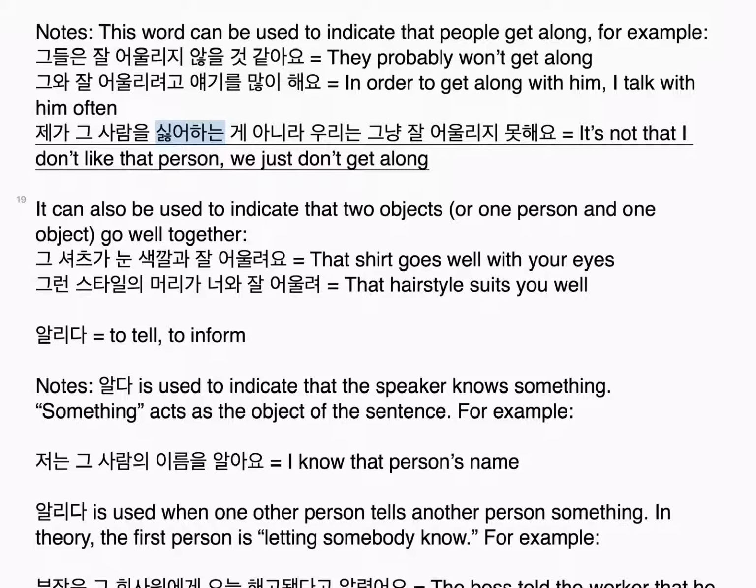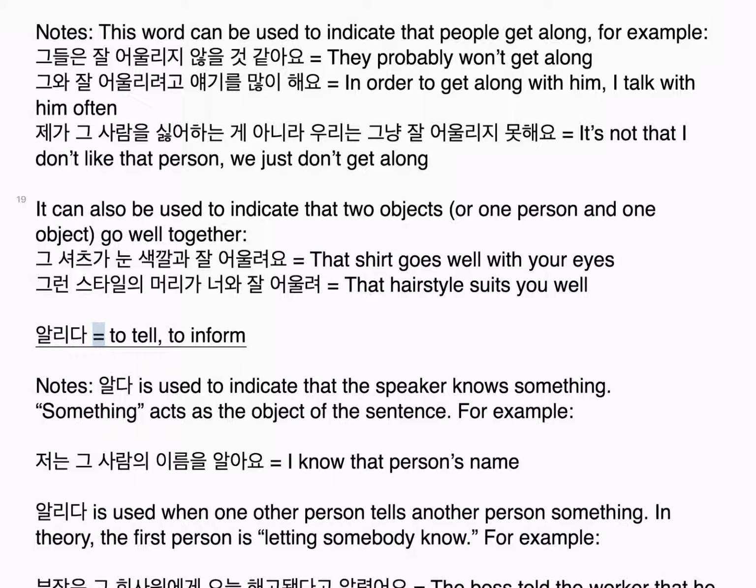제가 그 사람을 싫어하는 게 아니라 우리는 그냥 잘 어울리지 못해요. It's not that I don't like that person, we just don't get along. It can also be used to indicate that two objects or one person and one object go well together. 그 셔츠가 눈 색깔과 잘 어울려요. That shirt goes well with your eyes. 그런 스타일의 머리가 너와 잘 어울려. That hairstyle suits you well.